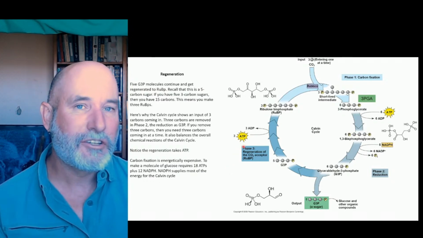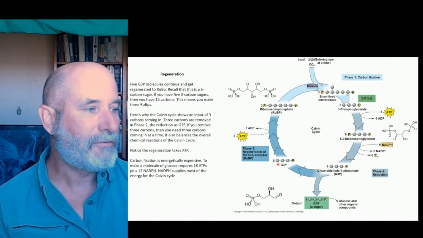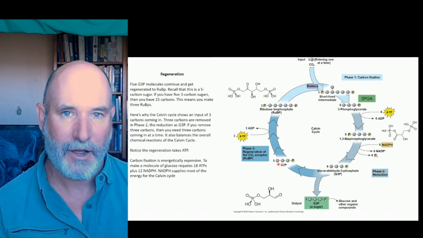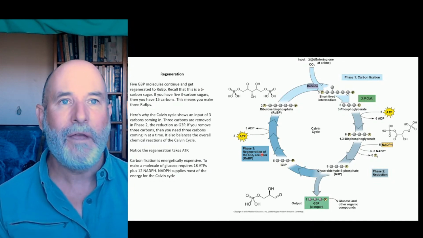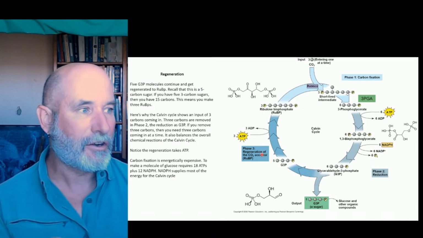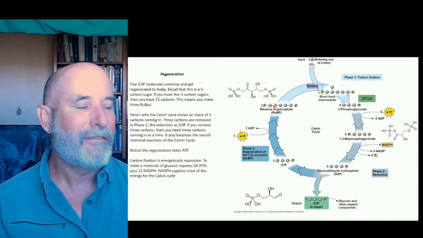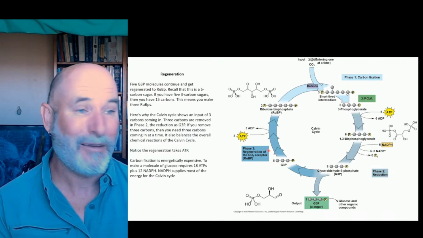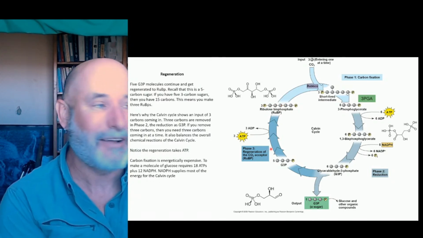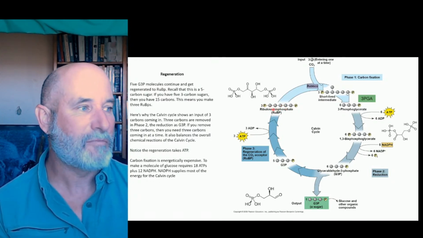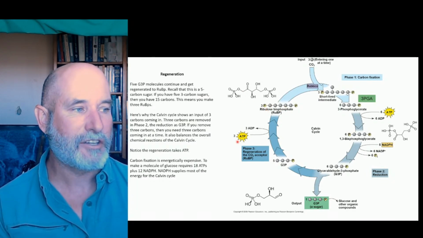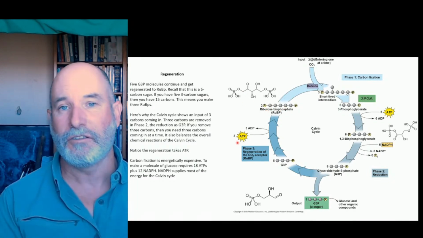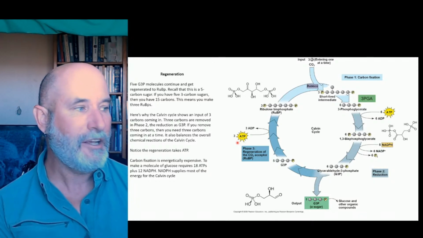But during the regeneration phase, we've got these 5 3-carbon compounds. And basically, we have to stick them back together to form 3 5-carbon compounds. So we go from 5, 3 to 3, 5. We still have the same amount of carbons, but we only have 3 of the RuBPs now. And that's the regeneration. And notice that it does require ATPs again.